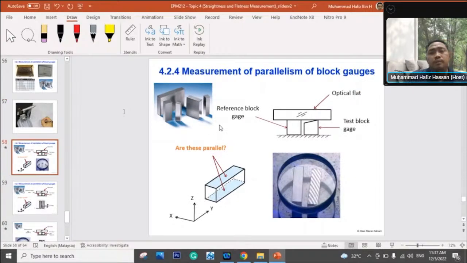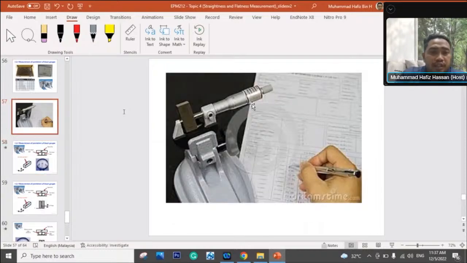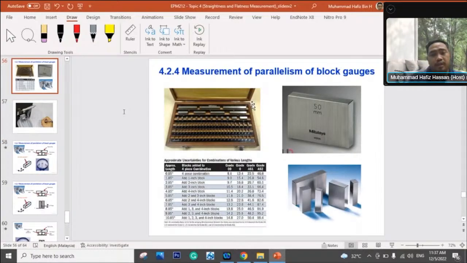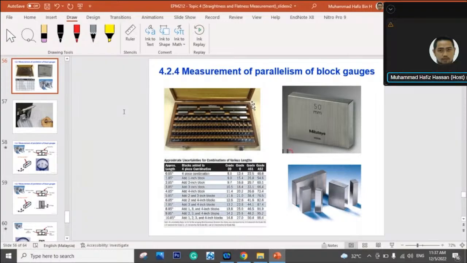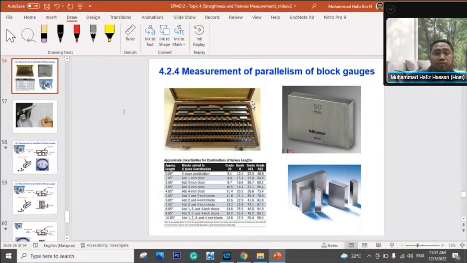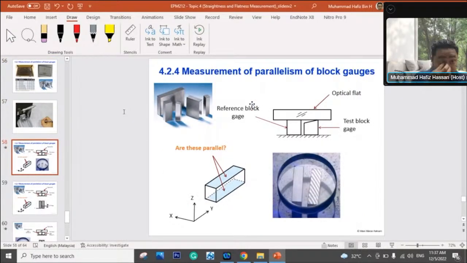Measurement of the parallelism of a block gauge. Okay. At the same time, in this section we want to know, in the previous sections you were measuring the straightness or the flatness. Next, today we will continue with parallelism. So we need to compare the parallelism of the block with the specimen, whether they are parallel to each other or not. So these are the examples that we can see here.